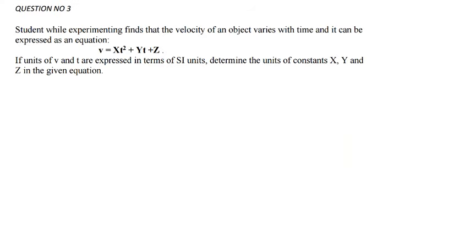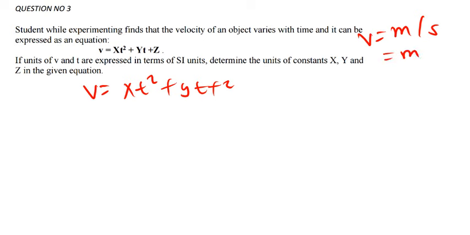Okay, now the next one is saying a student, while experimenting, finds that the velocity of an object varies with the time, and it can be expressed as an equation v is equal to xt squared plus yt plus z. If the units of v and t are expressed in terms of SI units, we know that v is meters per second, so meters per second is the same as m times s to the power negative 1. t is also in seconds.